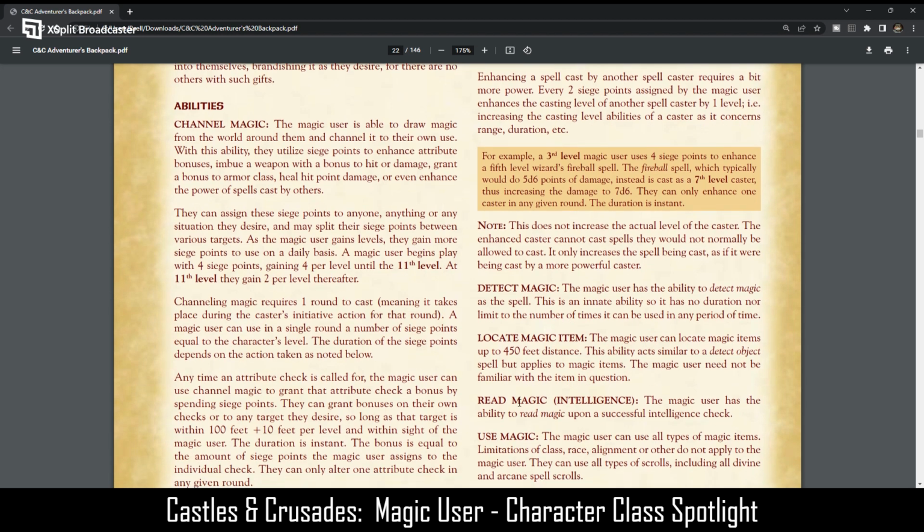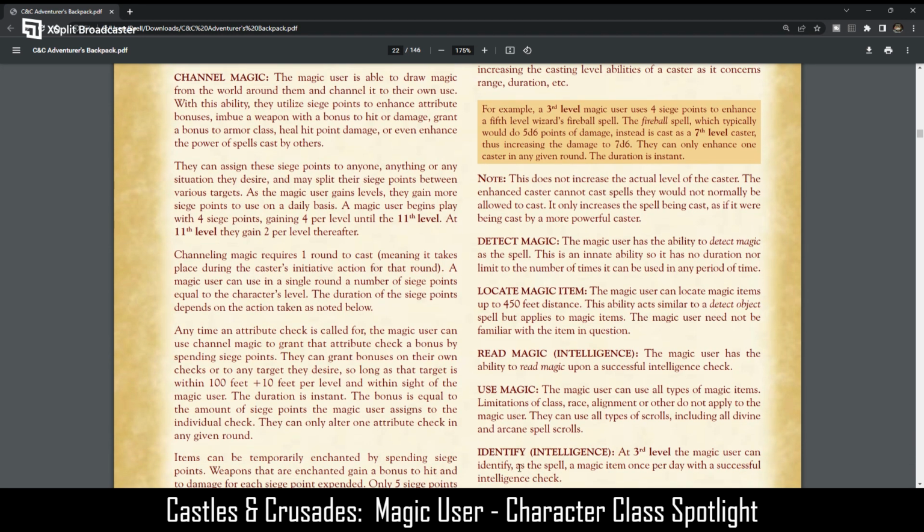Any time an attribute check is called for, the magic user can use channel magic to grant that attribute check a bonus by spending siege points. They can grant bonuses on their own checks or to any target they desire, so long as the target is within 100 feet plus 10 feet per level and within sight of the magic user. The duration is instant. The bonus is equal to the amount of siege points the magic user assigns to the individual check. They can only alter one attribute check in any given round.